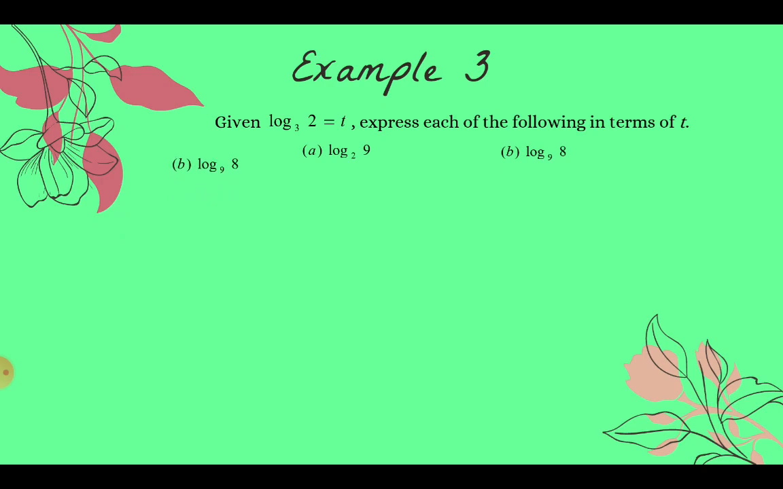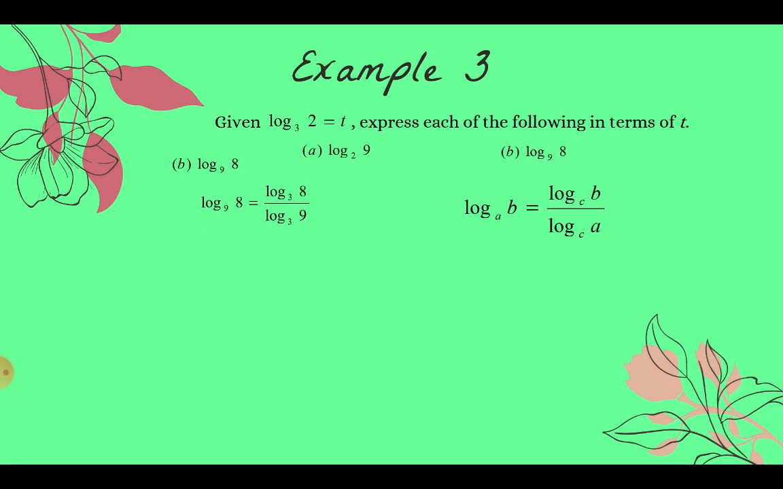Okay, B, log 8 base 9. Again, we need to change base 9 into base 3. So by using the formula, log 8 base 9 is equal to log 8 base 3 over log 9 base 3. And then we need to think, how can we relate 8 with 2 and 3? How can we get 8? 1 times 8. 2 times 4.